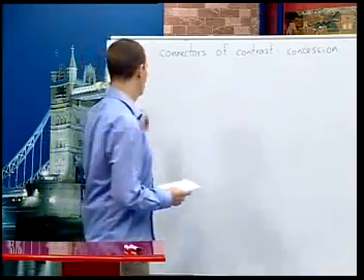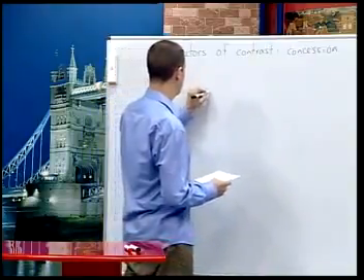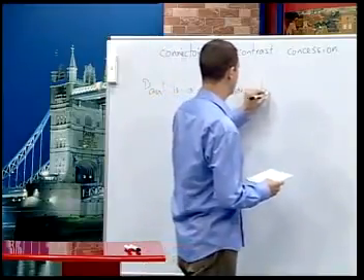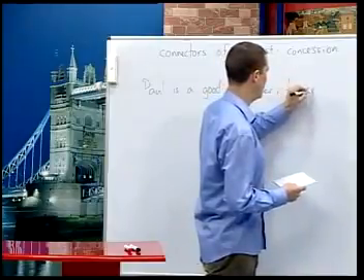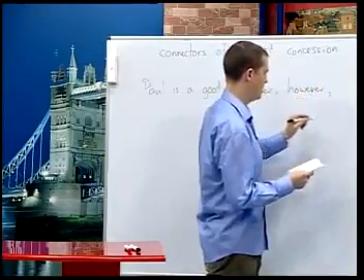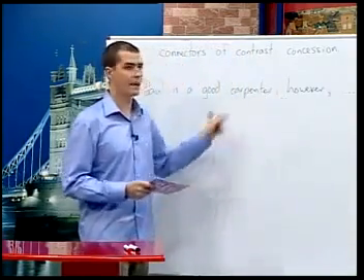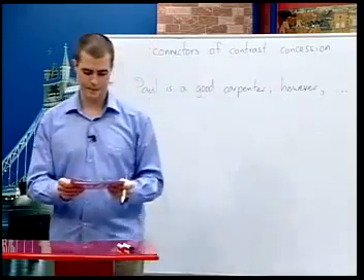So we have: Paul is a good carpenter, semicolon, however, comma, etc. When we have however in the same sentence, it must be a semicolon, however, comma.